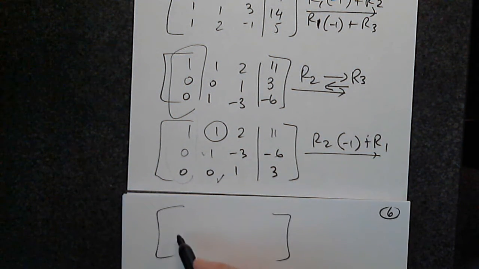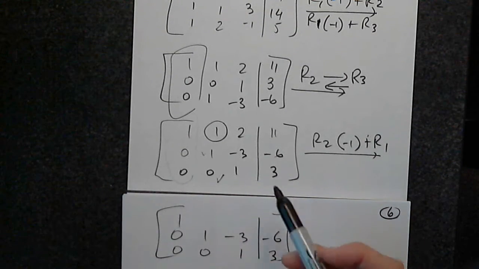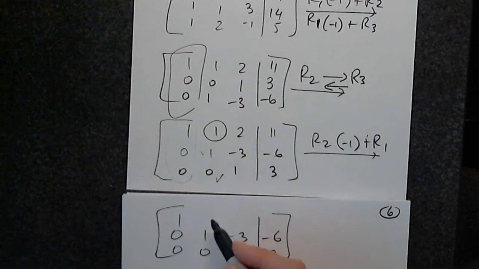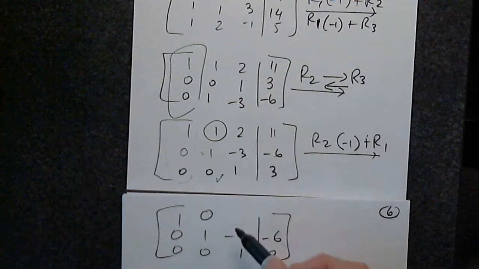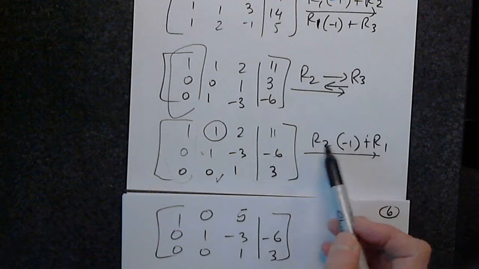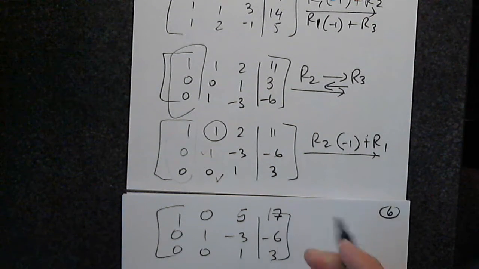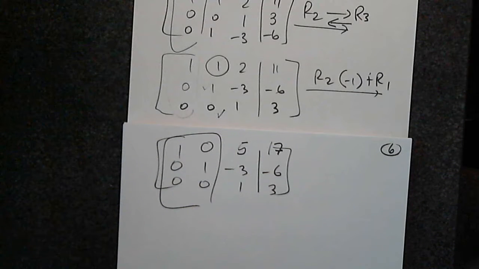So I copy the second row, and of course the third one because it happens to be so. So 1 times negative 1 plus 1 is 0. Negative 3 times negative 1 is 3 plus 2 is 5. And negative 6 times negative 1 is 6 plus 11 is 17. So now these two are done, and I cannot swap anything anymore.